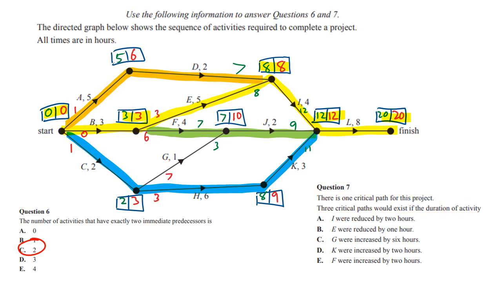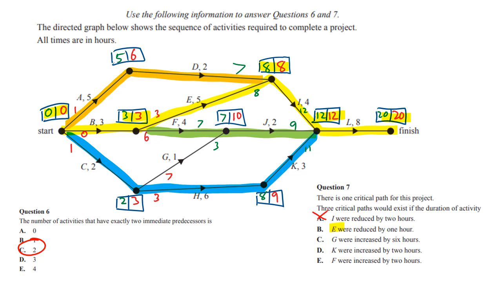Let's try one of these changes. If I were reduced by 2 hours, lovely use of the subjunctive grammar form for you grammar junkies out there, so let's take I and reduce it by 2. That makes it 2, so this 12 becomes 10. And you can see now we're comparing the 10 and 9 and 11. So actually the blue path is now the critical path. So we have changed the critical path, but we haven't added any critical paths. So that is not correct. It is not A. So we can put a big cross on it. All right, let's try again.